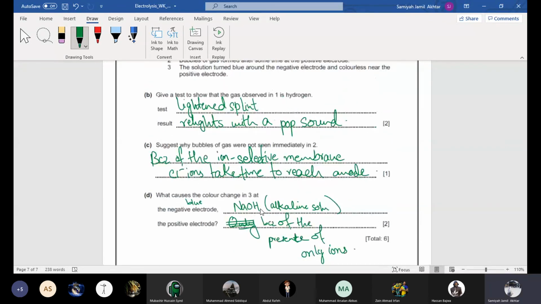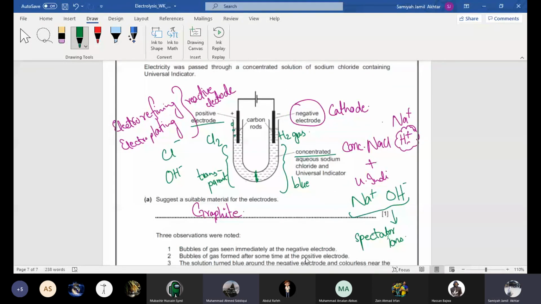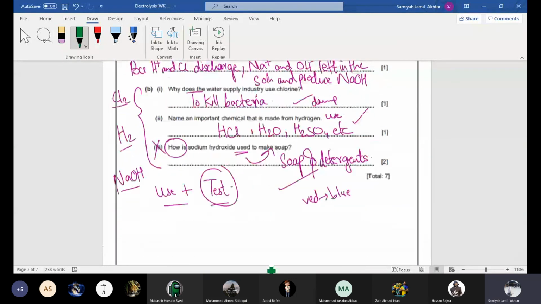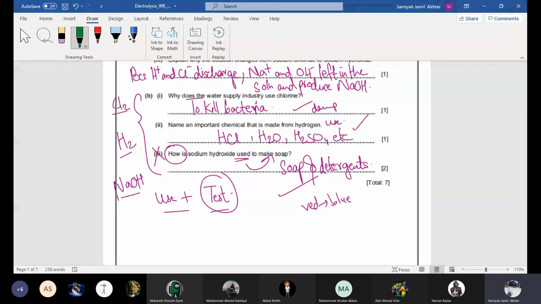Is this worksheet clear? Yes, ma'am. Now there is worksheet number 2. In the next class tomorrow, please come with worksheet number 2. In front of you there should be worksheet number 2, and we'll start discussing it. And if some questions are left, then I'll make a video on it.